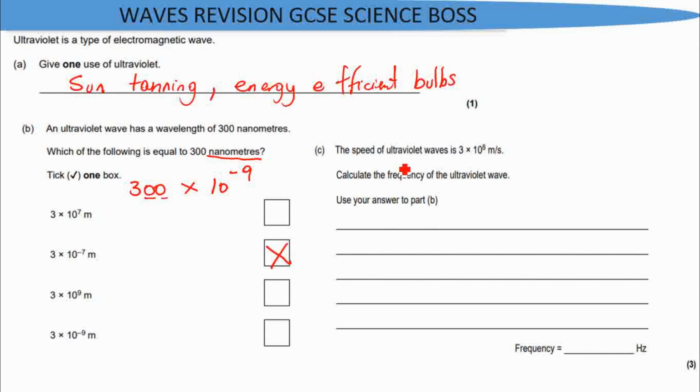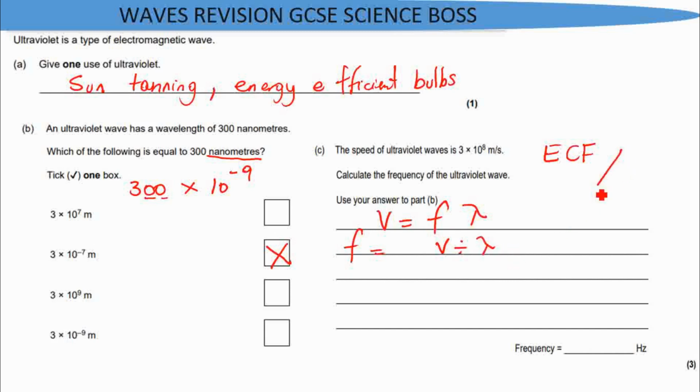Next question says that the speed of UV waves is 3 times 10 to the 8. Calculate the frequency of the UV wave. Use your answer that you've given here. Even if you're given the wrong answer here, there's something called ECF, error carry forward. You will still get the mark if you've done this correctly. What we should know here is that the speed of a wave v is equal to f lambda. They now want us to work out the frequency. So frequency is equal to v divided by lambda.